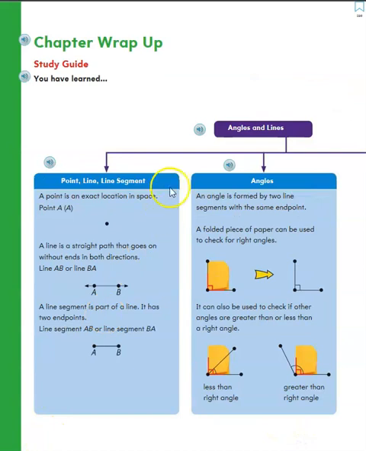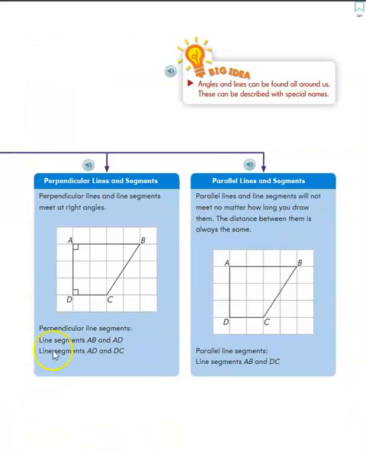Okay guys, quick recap. This is a point. This is a line. It has the arrows. This is a line segment. It has stopping points. This is a right angle. This is an acute angle. This one is an obtuse angle. Perpendicular lines and line segments meet at right angles, and parallel lines will never meet no matter how long they go. They could keep going in either direction and they would never meet.